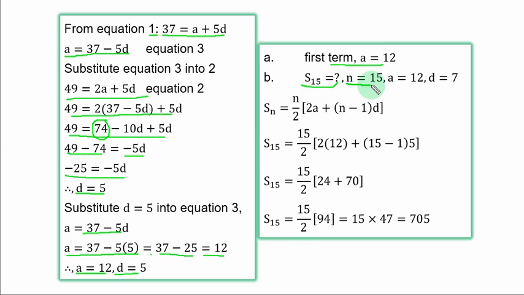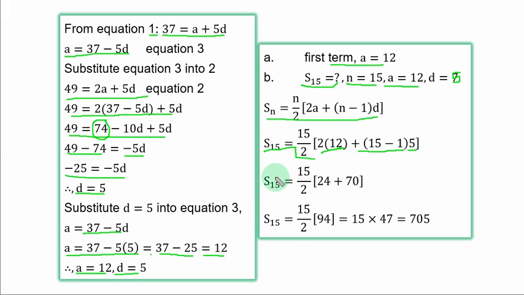At this point, n is equal to 15. From the previous solution, the first term a is 12, and the common difference is 5. So we have the sum of terms formula in terms of first term and common difference. S sub 15 equals 15 over 2, times 2 times 12, the first term, plus bracket open, n is 15, minus 1, close the bracket, times the common difference of 5.